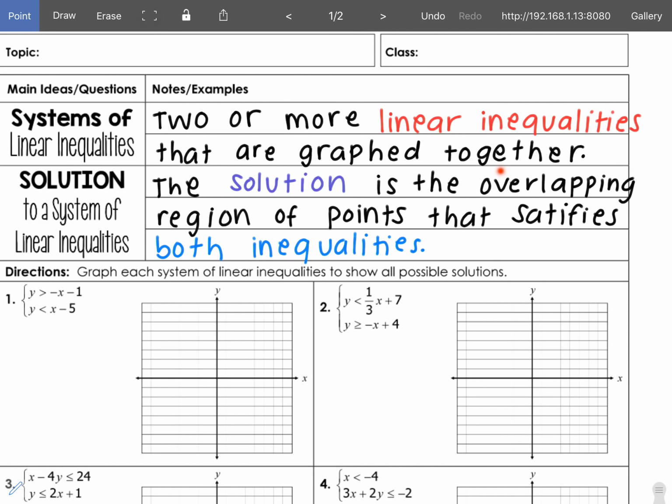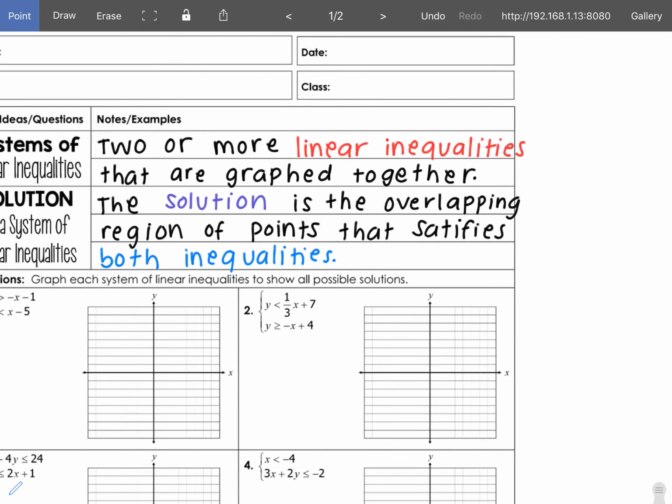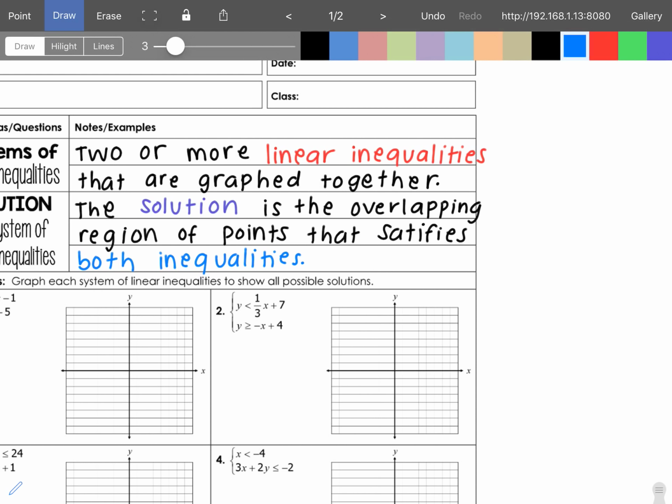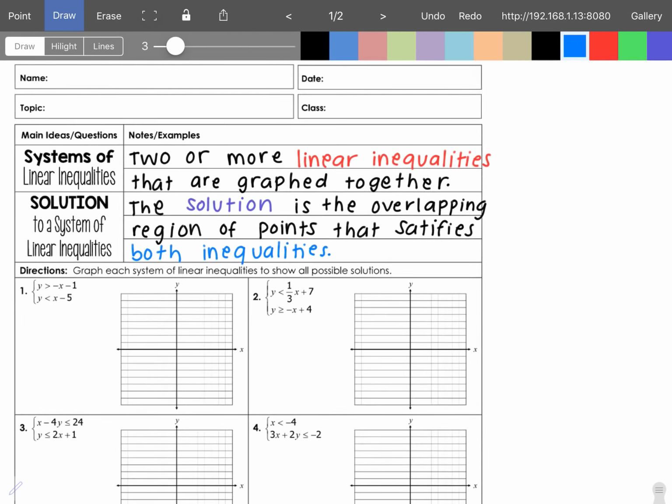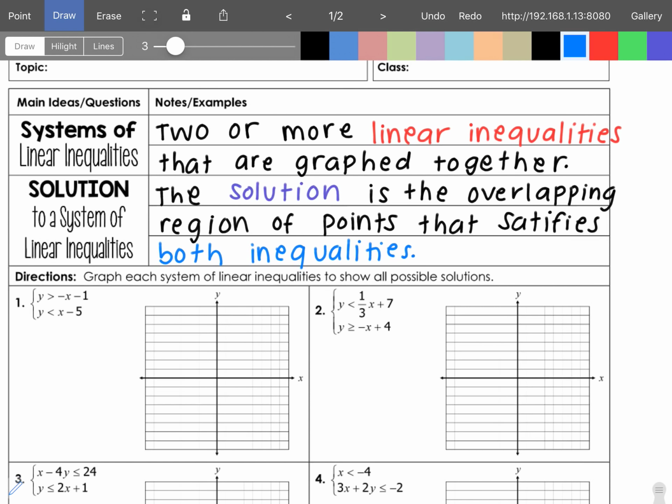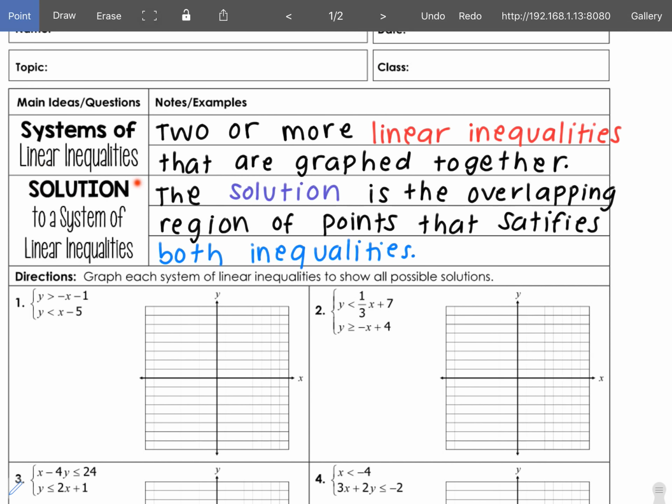Just like a system of equations, so remember before the linear inequalities, we did a system of equations, which is two or more lines that are graphed together. So something like this, right? That would be the answer to a linear equation. But our linear inequalities, they have a different solution. So a solution is an answer, right?